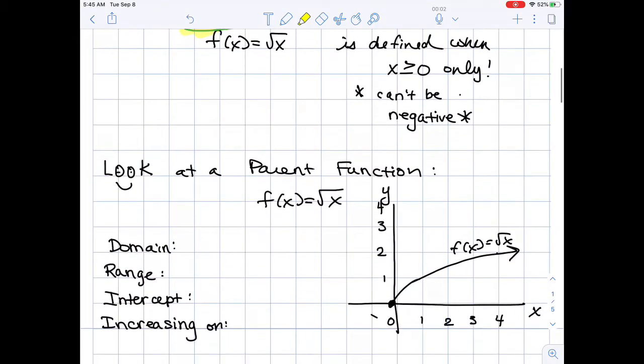So what about f of x equals the root of x? Okay, well, we see this here. Always look for where the variable is. So x is in a root. And what do we know about a root? We know the values in it could be 0 or more, but it can't be negative.